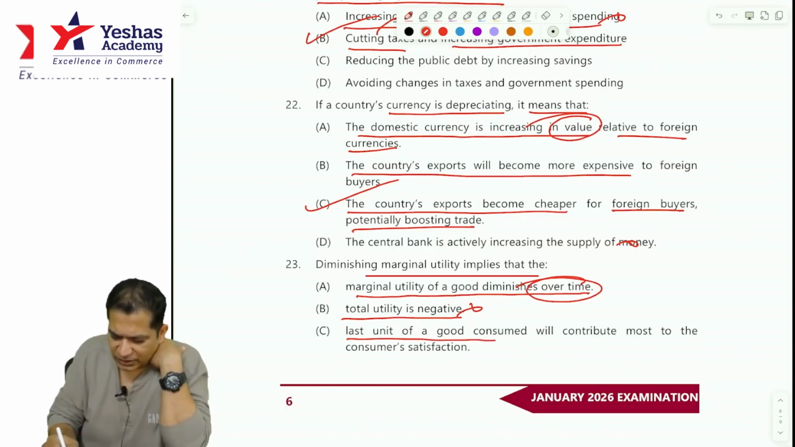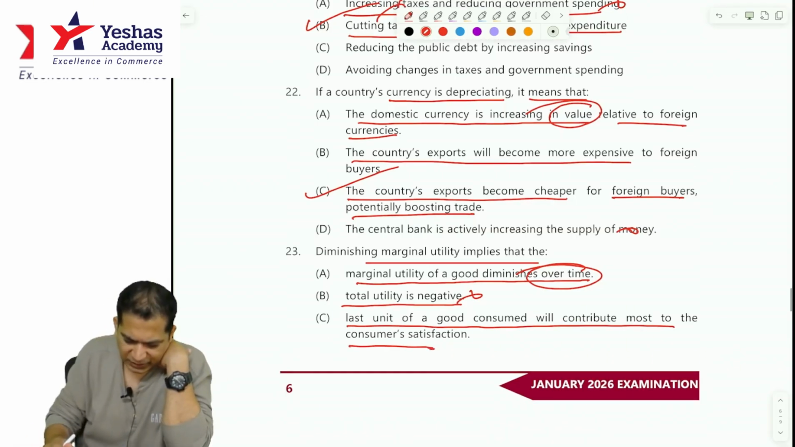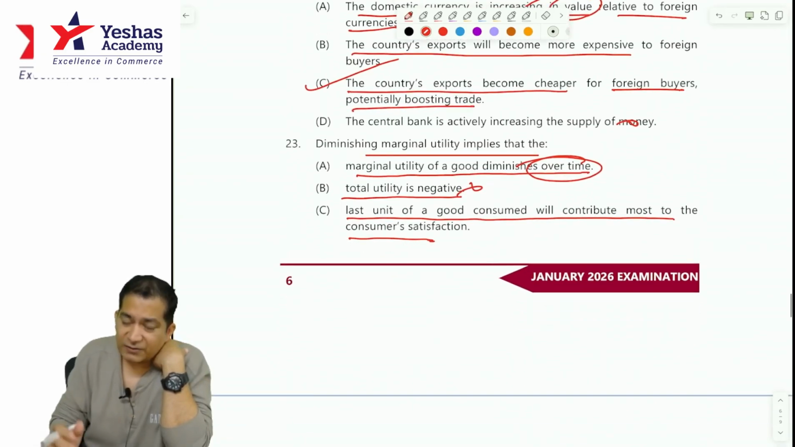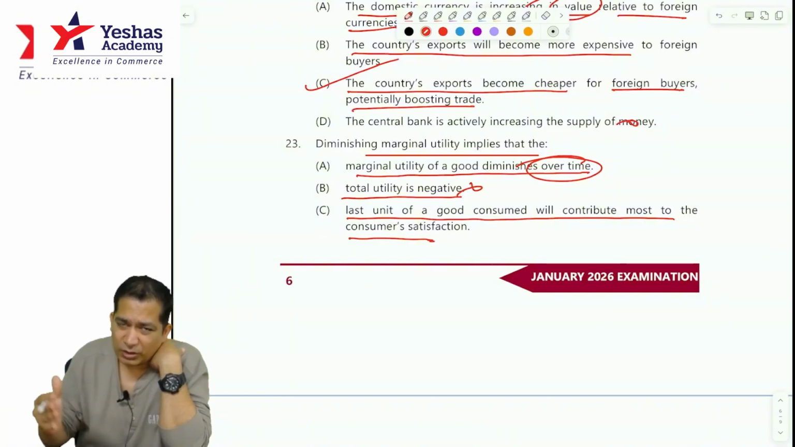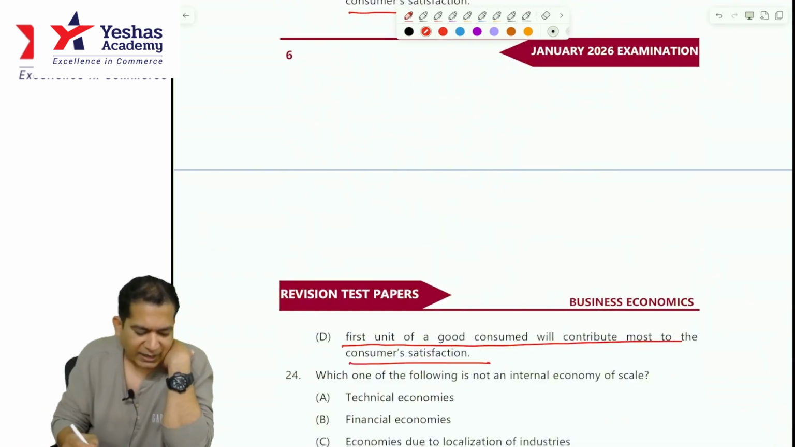Last unit of the good consumed will contribute most to consumers' satisfaction, which is absolutely wrong, because last unit consumed will give us least satisfaction, because according to marginal utility concept, as you go on consuming more and more, each additional unit will give me less and less satisfaction. It means marginal utility will continue to fall. So the first unit of goods consumed will contribute most to the consumer satisfaction. Yes, after that, every unit will give us lesser and lesser satisfaction.